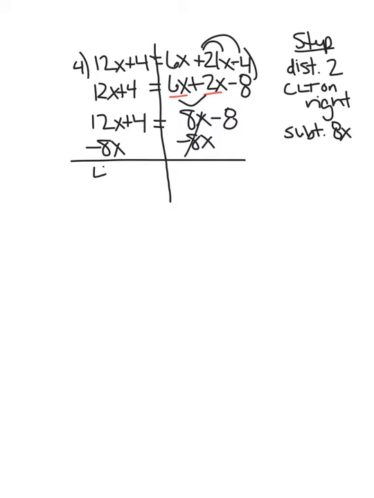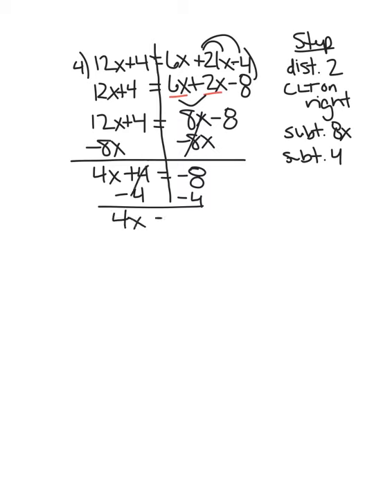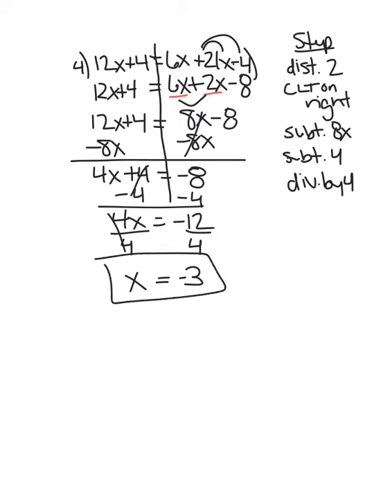So 12 minus 8 is 4. So 4x plus 4 is on the left. Negative 8 is on the right. Now we're going to get rid of that 4. We're going to subtract the 4 from both sides. So minus 4, minus 4. 4x equals negative 12. Negative 8 minus 4 is negative 12. And then let's get x by itself, and let's divide by 4, both sides, which gives me x equals negative 3.